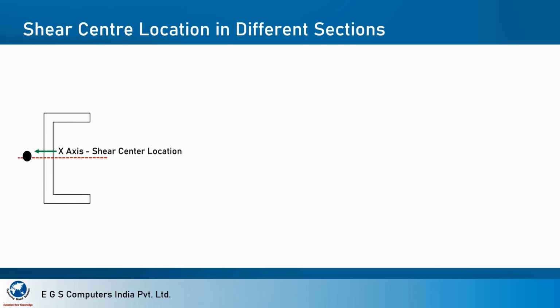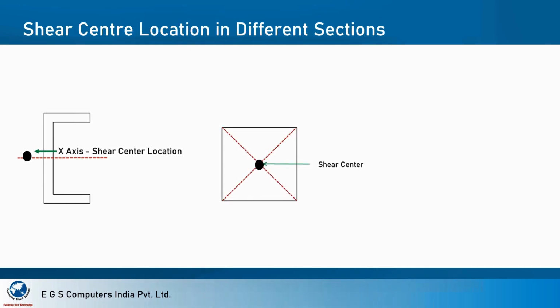Now we are going to discuss the shear center location in different sections. In the C channel, it is symmetric about the x-axis, represented as the red line in the image, and the shear center location is outside the C channel, represented as the black dot. In the square section, the location of the shear center is the meeting point of its diagonals. In the circular section, the location of the shear center is at the center of the circle.